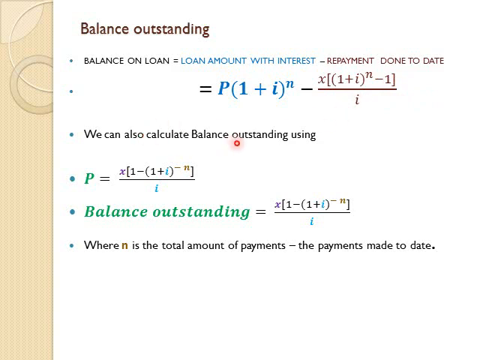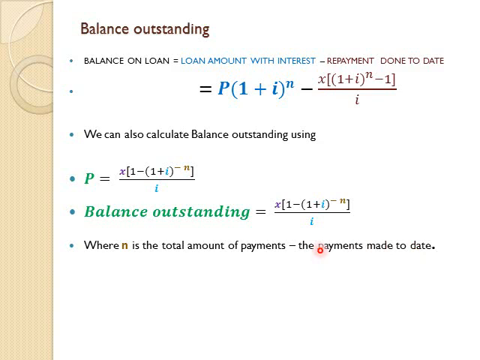We can also calculate the balance outstanding using a present value annuity equation: P = X[1 - (1 + i)^-n]/i. Instead of P, I can just say balance outstanding equals X[1 - (1 + i)^-n]/i. Very important: n is my total number of payments minus the payments made to date.